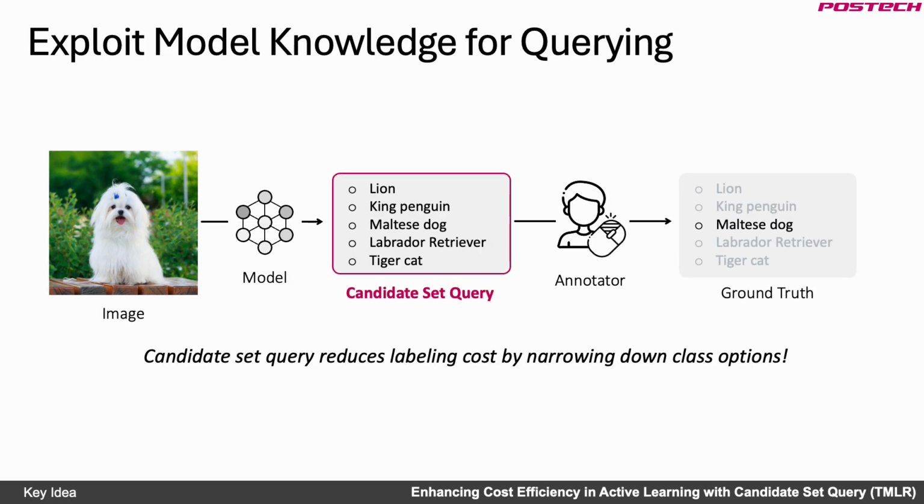To cut annotation cost, we leverage the trained model to filter out unlikely labels and present only the most plausible ones. For example, for a Maltese dog, the options might be lion, king penguin, Maltese dog, Labrador retriever, and tiger cat. We name this the candidate security. The idea is straightforward: reduce cost by narrowing down class options.